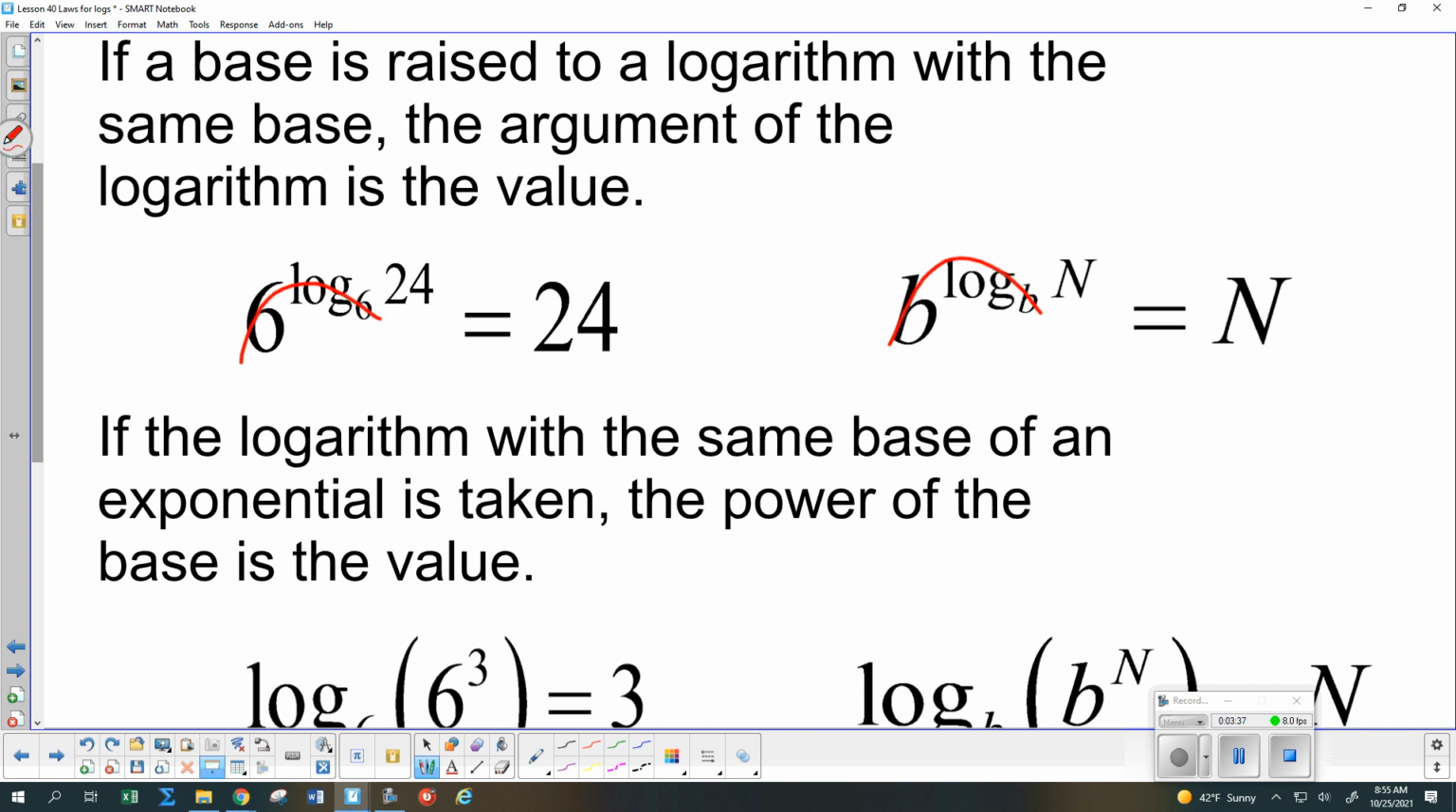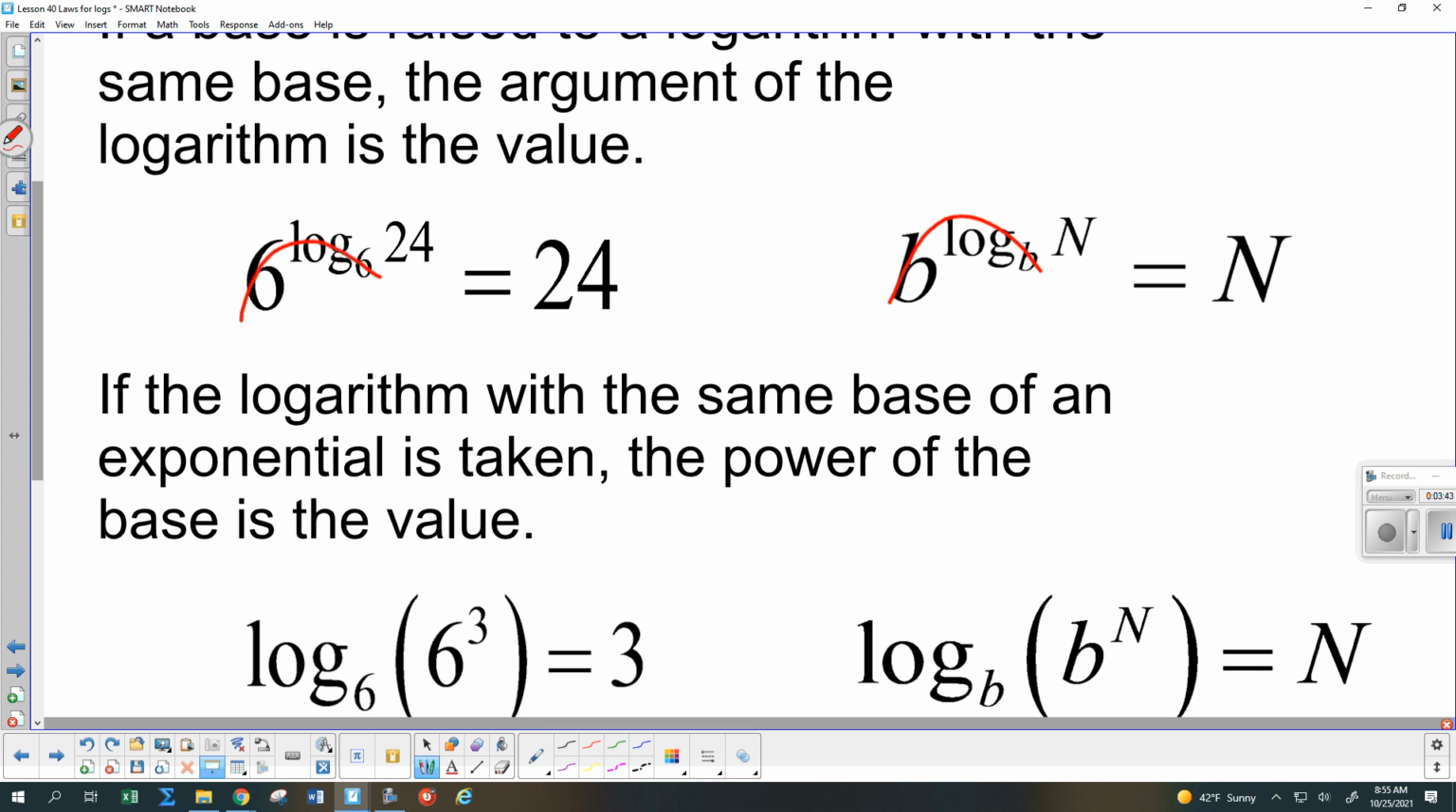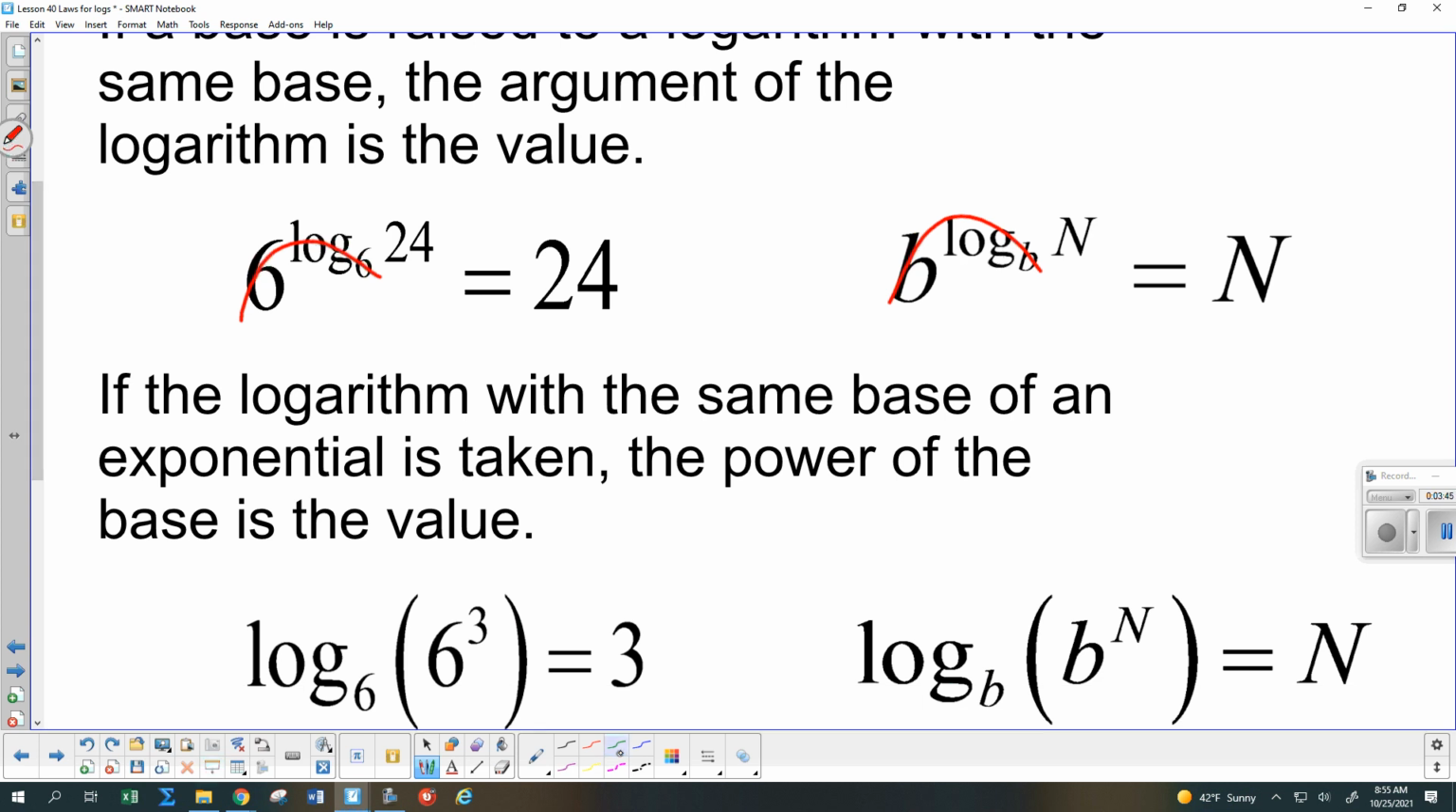We can have something that is raised to a power, the 6 cubed, and if we have the log base 6 of that, it cancels and we just have the exponent 3. Or the log base b of b to the n cancels and we just have the n left. So either way it cancels out. And we'll use that a lot to solve different equations.